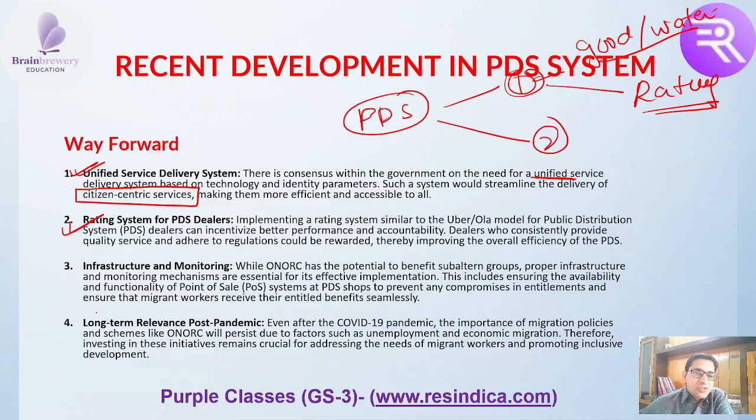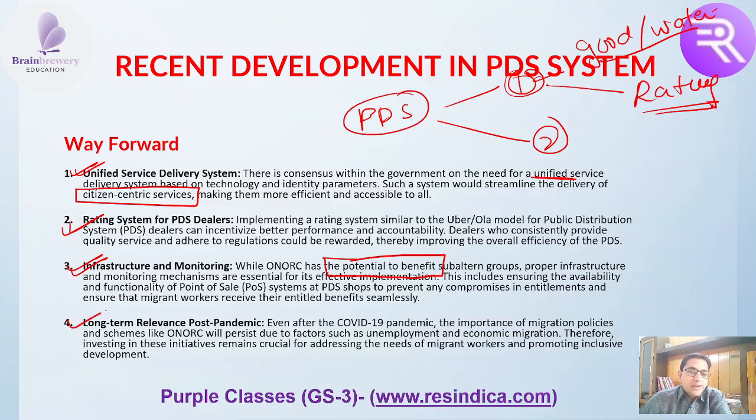Then proper infrastructure and monitoring has to happen if One Nation One Ration Card is there, if you really want to get the potential benefit out of it. Proper infrastructure, like proper technological infrastructure related to point of sale machines, weighing machines, proper internet facility, and everything should be there.